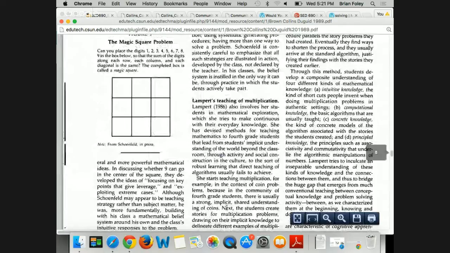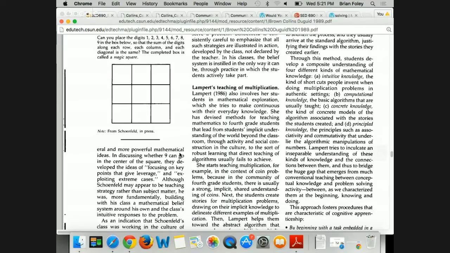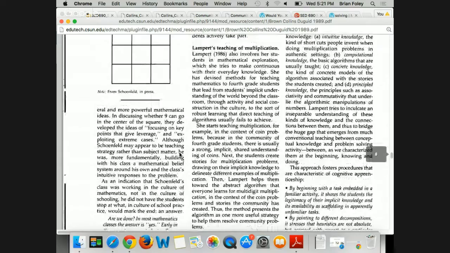What was the magic square problem? This is the putting all the numbers in so that the sum of the digits on each row and each column and each diagonal is the same. And so you have to try and do it. Oh yeah, the part about Lampert. That's the part that's different.